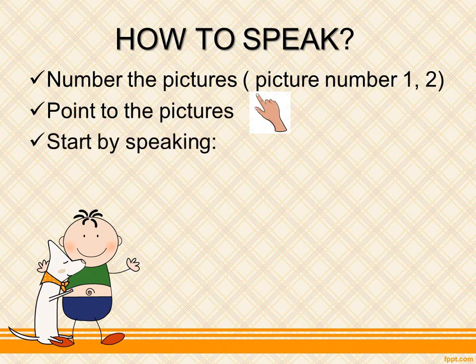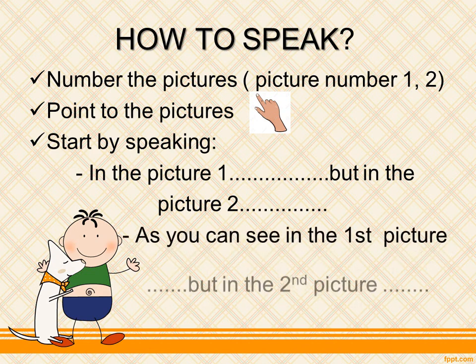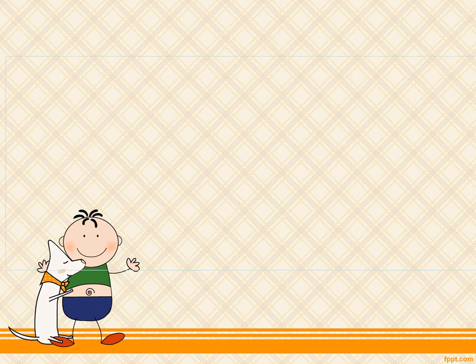And the next one, you can start by speaking. You can say in the picture 1 blah blah blah, but in the picture 2 blah blah blah. Or you can say, as you can see in the first picture blah blah blah, but in the second picture blah blah blah. Is it easy, everyone? Remember that you need to number the picture. You need to point to the picture when speaking, or you can start by speaking.